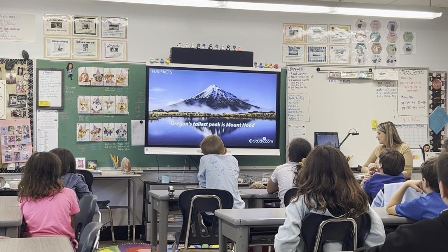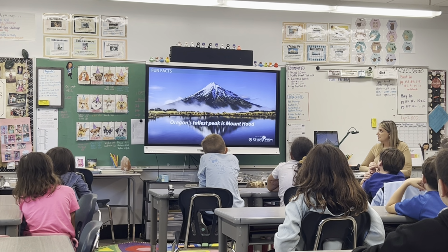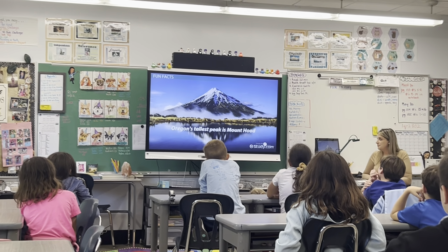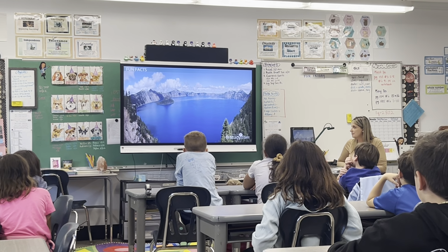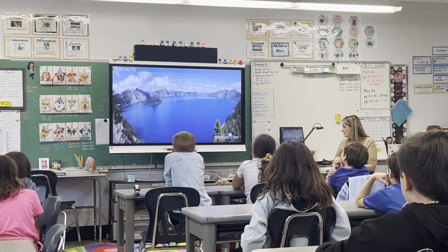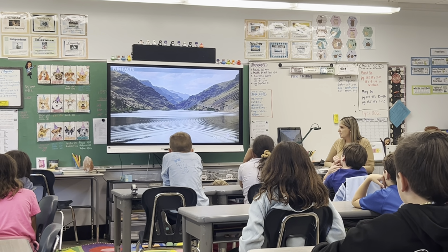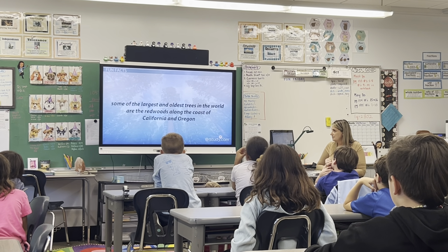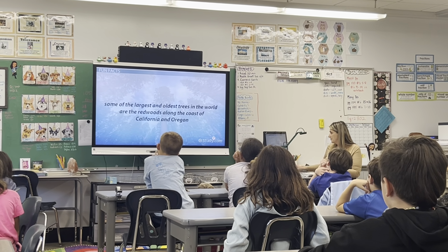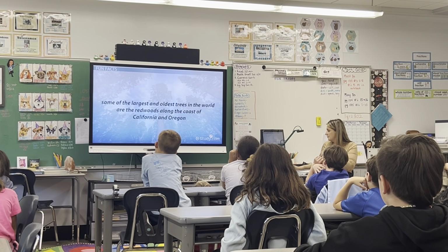Oregon's tallest peak is Mount Hood, a dormant volcano that gets so much snow you can ski even in the summer. The deepest lake in the US can be found in Oregon at Crater Lake. Speaking of deep, Hell's Canyon in Oregon is the deepest river gorge in North America at roughly 8,000 feet. Some of the largest and oldest trees in the world are the redwoods along the coast of California and Oregon.